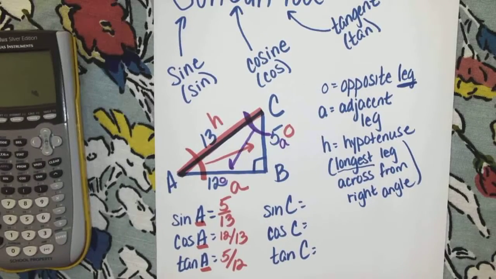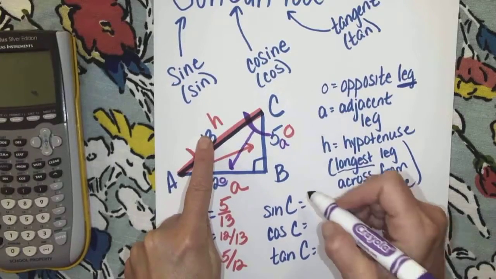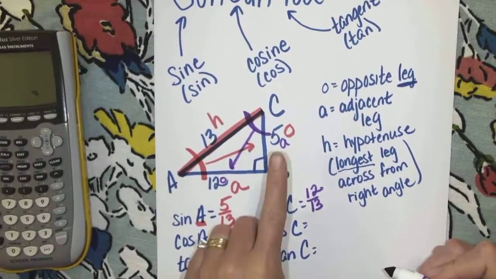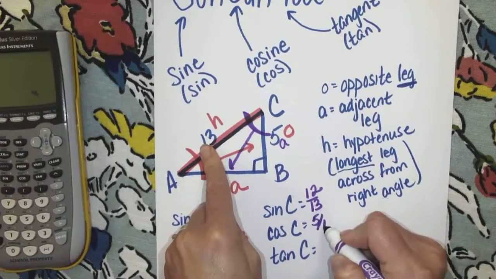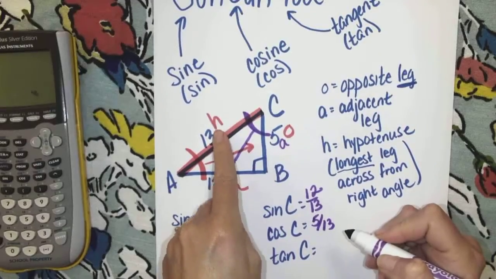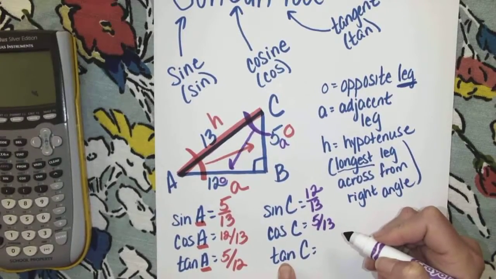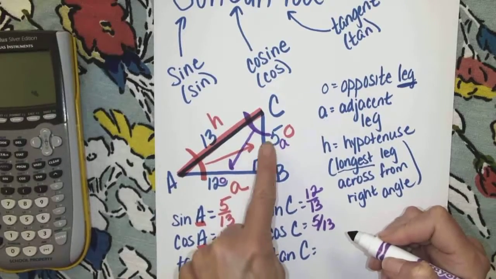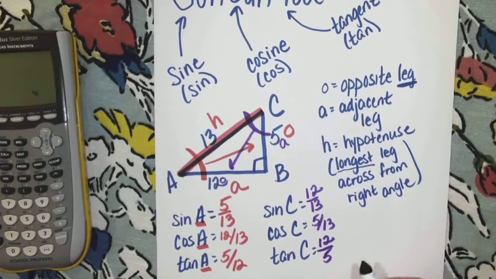So the sine of angle C would be 12/13. The cosine would be 5/13 for A over H. And tangent changes as well because it is O over A, and now my O, purple right here, is 12, and my adjacent is 5. 12/5. On your homework sheet, I only ever ask you for one.